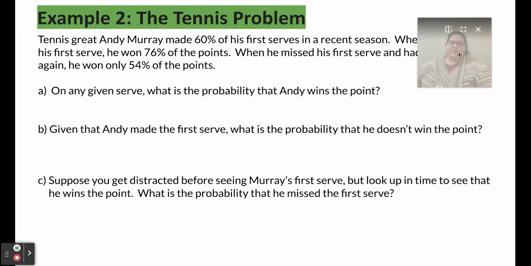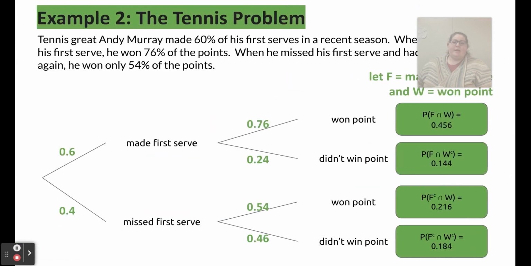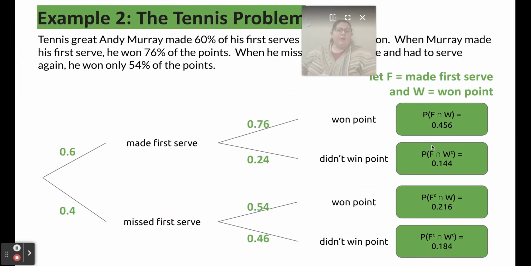So now let's get to the questions. The first question says, on any given serve, what is the probability that Andy wins the point? So we're trying to find the probability of him winning the point. When I look back at my tree diagram and at my 4 "and" probabilities at the end, I can see that there are 2 places where he wins the point. He either makes the first serve and wins the point, or he doesn't make the first serve and wins the point. If I just put 0.76, that's not right, because that's technically winning the point given that he made his first serve.